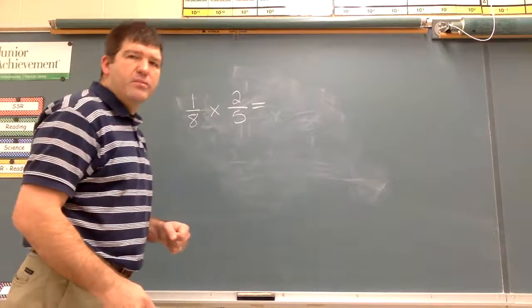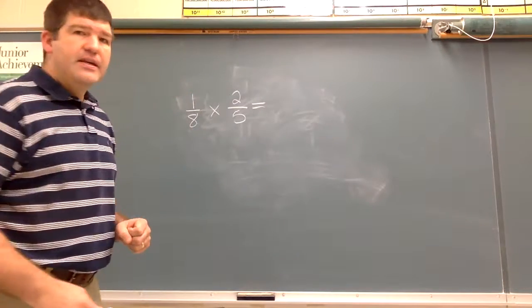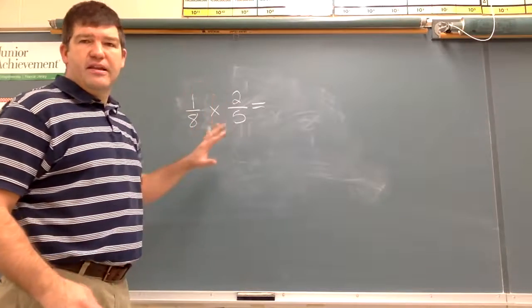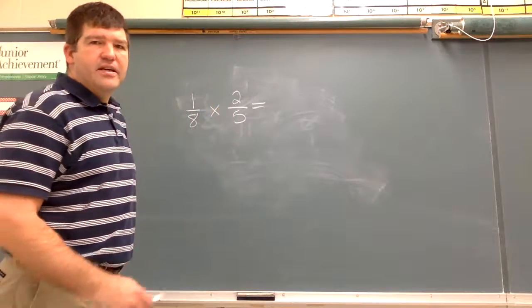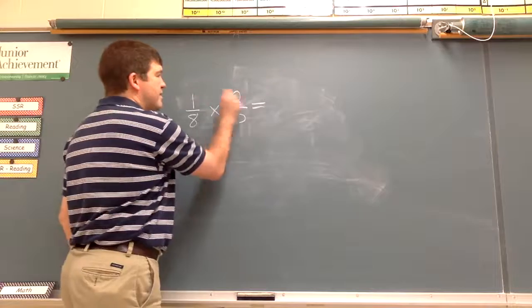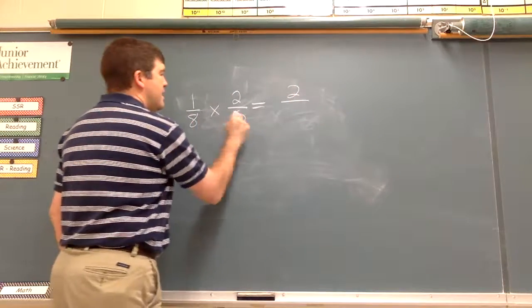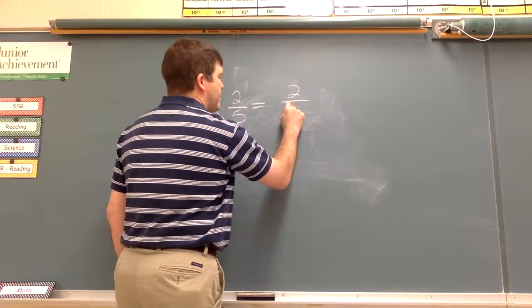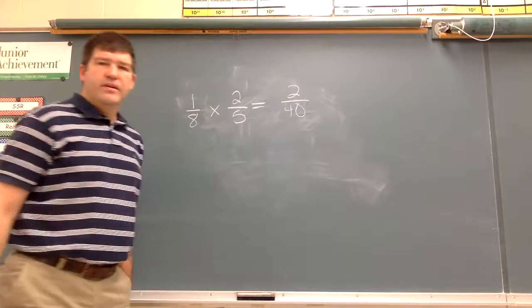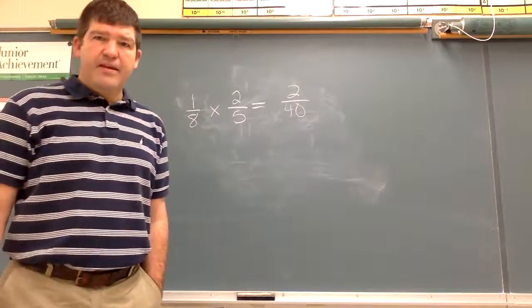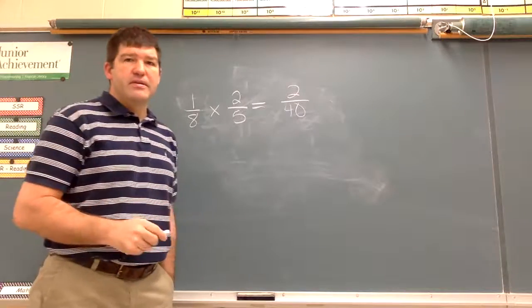All right? So I put on the board 1/8 times 2/5. Now, instead of simplifying anything here, we're just going to multiply across. You make the numerators the top. 1 times 2 is 2. 8 times 5 is 40. So you have 2/40. Now, that can be reduced.